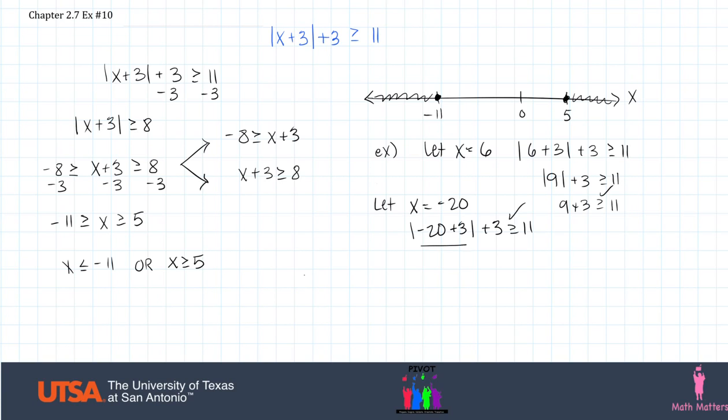because this becomes positive. And as a counterexample, let's say let x equal 0, because this is on the inside, right here. It's not in the intervals that we had solved for. Then we'd have the absolute value of 0 plus 3, plus 3. This is just 3 plus 3. So this is not true.